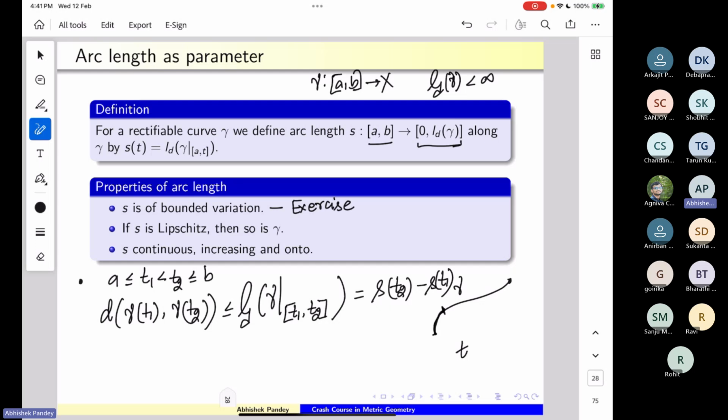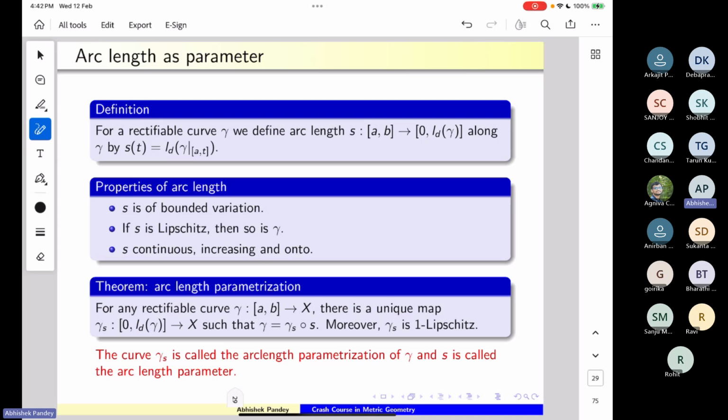And the other property is that s is continuous, increasing, and onto. The increasing property comes from the additivity of length. Continuity requires some work to prove, but there is an elementary way to prove it. Basically, the arc length function is continuous. Okay, fine.